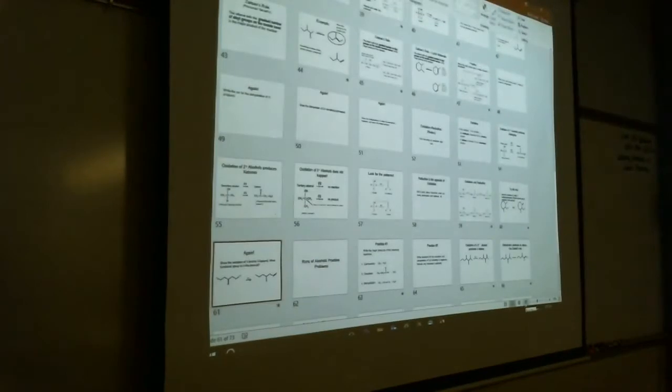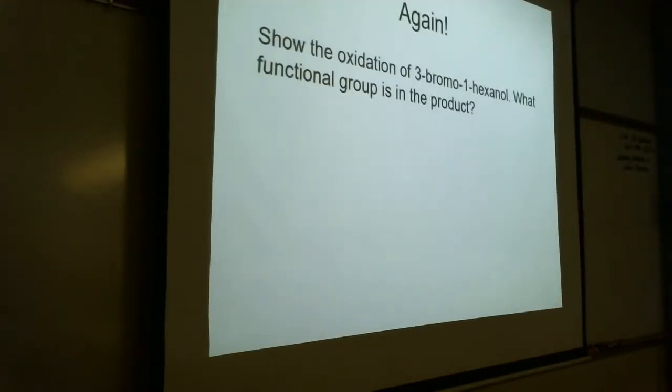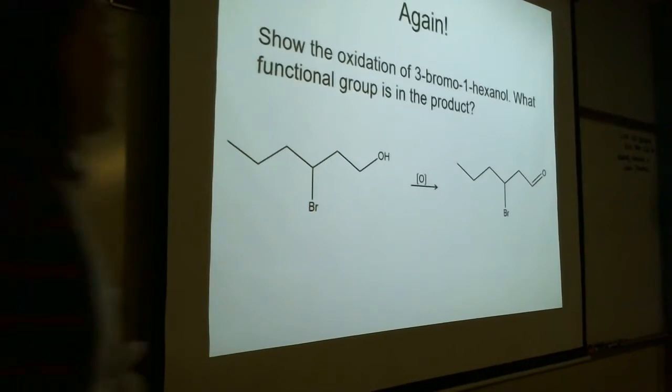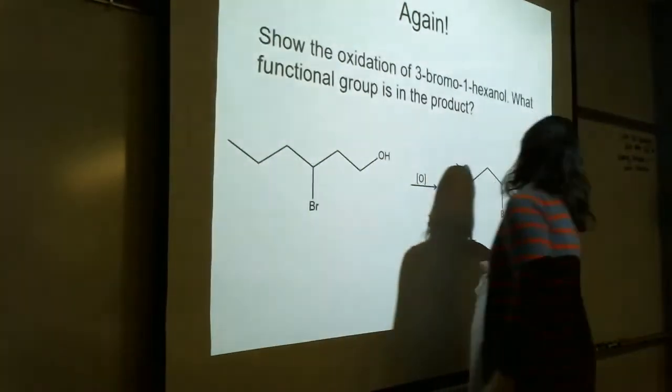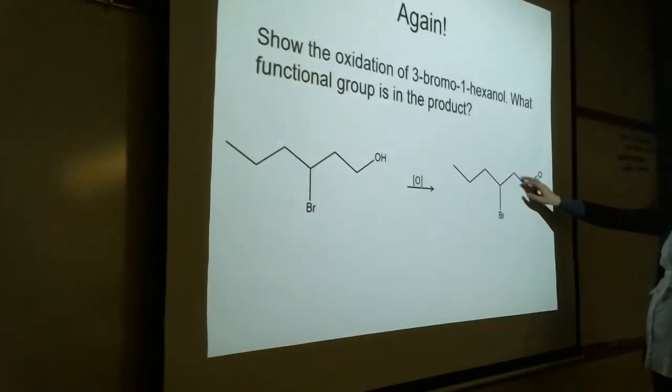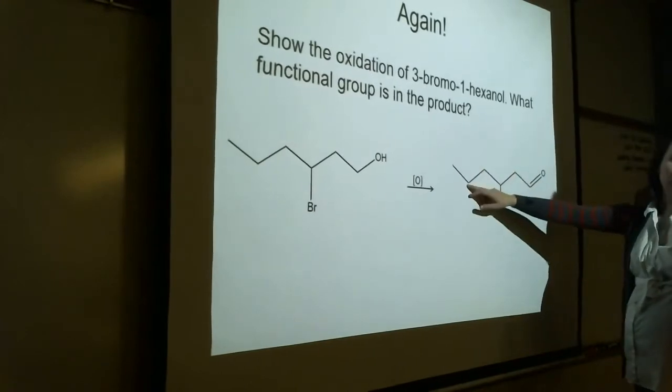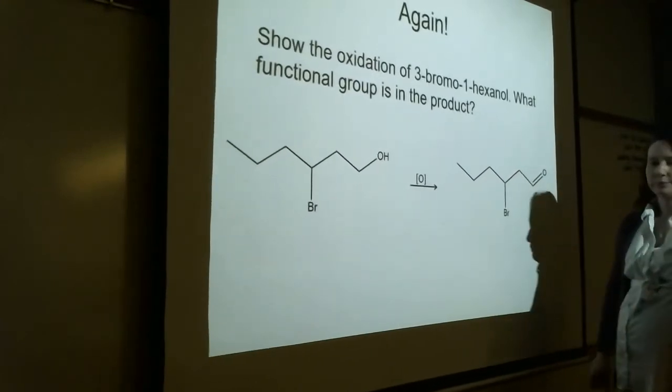All right, let's go over this one. So this is not cyclic, right? This is 3-bromo-1-hexanol. So it's nice and linear. Our functional group that we get here is aldehyde or ketone. That's an aldehyde, right? Because this is a primary carbon. Aldehydes are always on the end. If it were a ketone, it'd be here or here or here, right? Aldehydes are on the ends. Good.